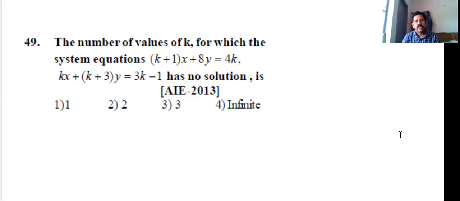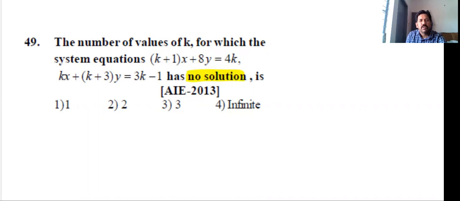In the previous class we completed homogeneous and non-homogeneous systems of linear equations related problems in three unknowns. Now this is level 2, 49th question. Read the question: the number of values of k for which the system of equations has no solution.